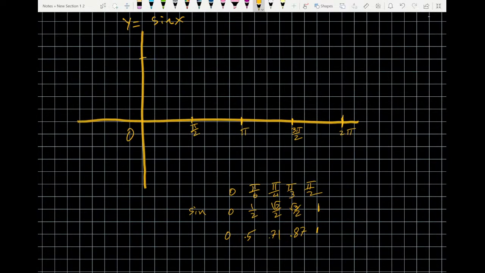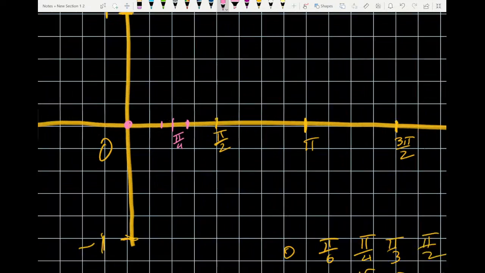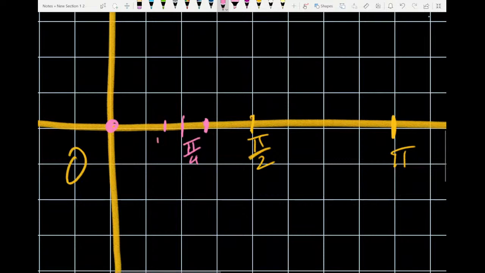Let's make this 1, 2, 3, 4, 5. That's negative 1. At 0, you get 0. Where would the pi over 6 be? Given pi over 2 is over here, pi over 4 would be right over here. That's pi over 4. Pi over 6 would be somewhere roughly over here. Pi over 3 would be somewhere over here. That's pi over 6, pi over 3. Roughly, we don't have to be exact.